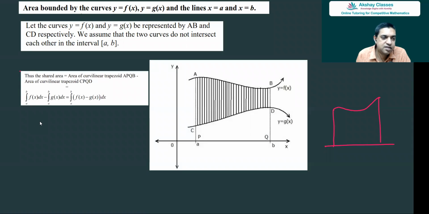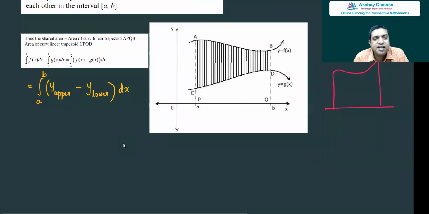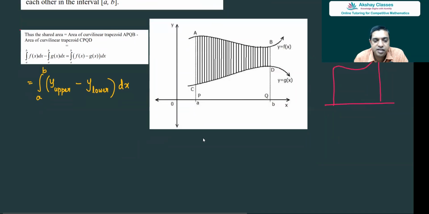See this? This area is integral a to b of y upper, the upper curve, minus y lower, dx. So this is f of x minus g of x dx. Now let us say the curves intersect in between the points x equal to a and x equal to b. How do we consider that one?